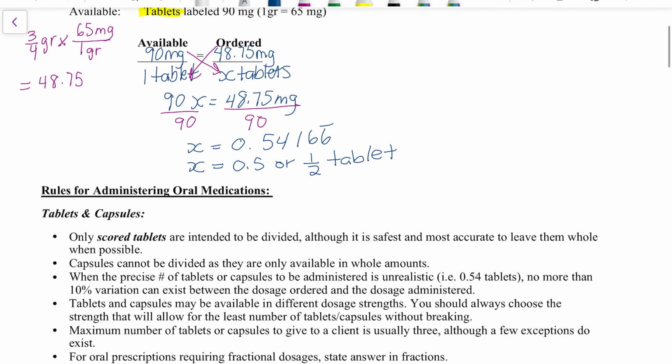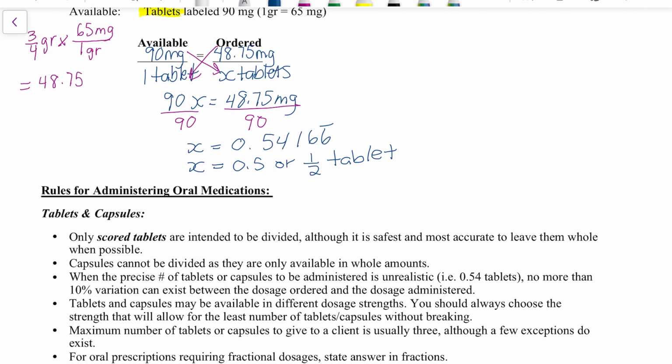Capsules cannot be divided as they're only available in whole amounts. That doesn't apply to this question, but that is another rule. Capsules cannot be split in half because they're the ones that have the coating and then either a liquid or a granule or something like that inside of them, and so we can't split them in half at all.